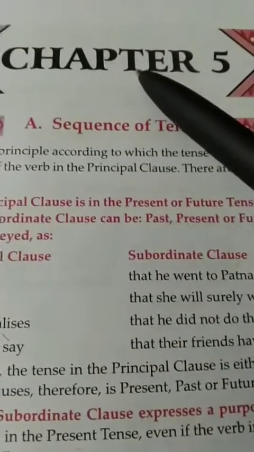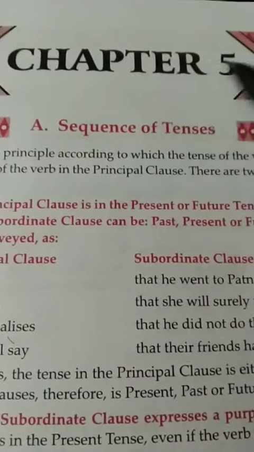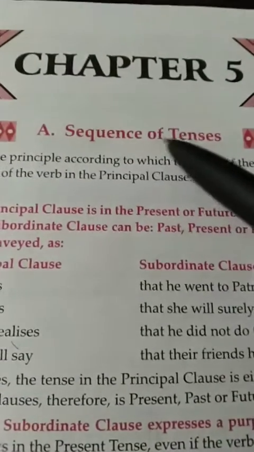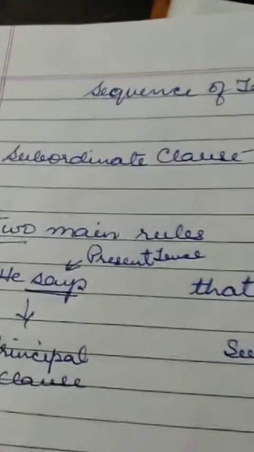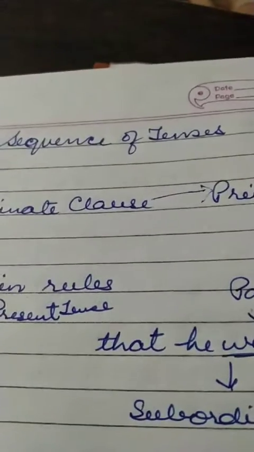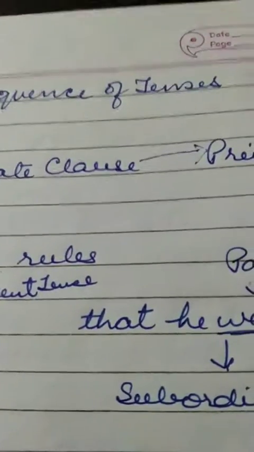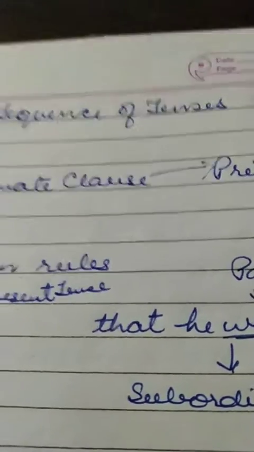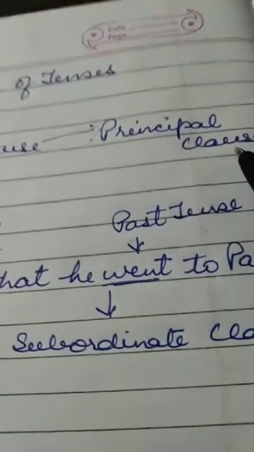Class 10, English 1 today, chapter 5, sequence of tenses. Here you can see I have written down in my copy, sequence of tenses. What is it? It is a principle according to which the tense of the verb in the subordinate clause follows the tense of the verb in the principal clause.